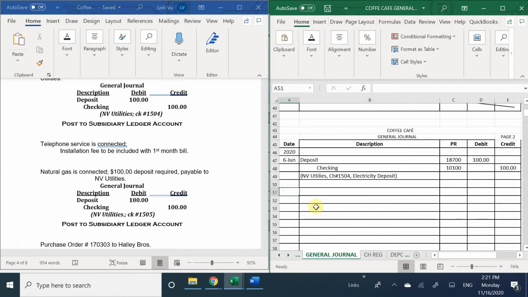And then what has happened next? Natural gas is connected for $100, deposit required, payable to NV Utilities. General journal description: deposit, debit deposits $100, credit checking $100, on check 1505. Perfect. So here we connected our natural gas, so we have a gas line going through. They require another deposit, so I'm going to go ahead and do deposits again. And of course, I paid it using a check.